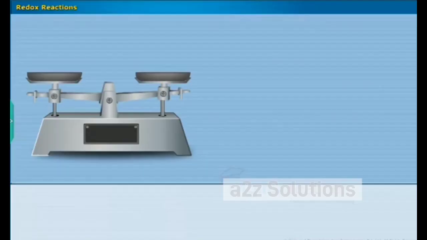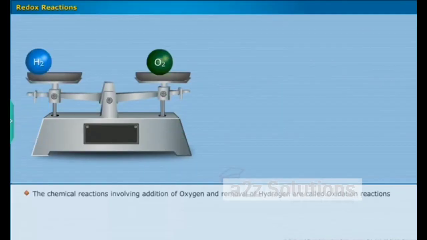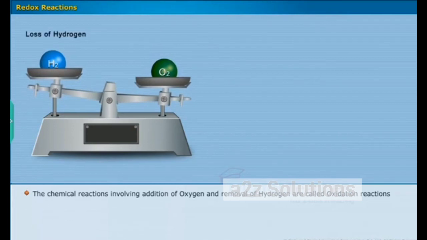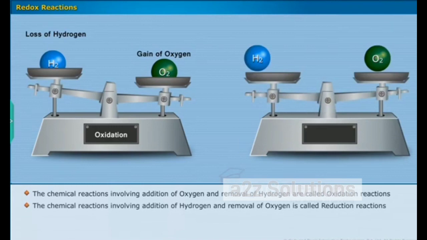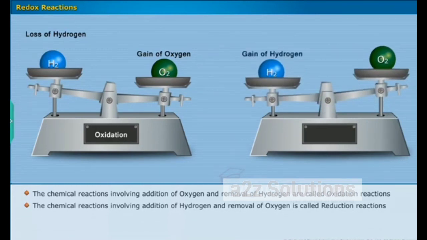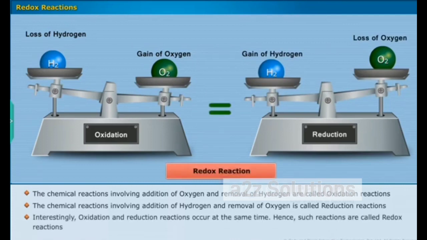Knowledge check. The chemical reactions involving addition of oxygen and removal of hydrogen are called oxidation reactions. The chemical reactions involving addition of hydrogen and removal of oxygen are called reduction reactions. Interestingly, oxidation and reduction reactions occur at the same time, and such reactions are called redox reactions.